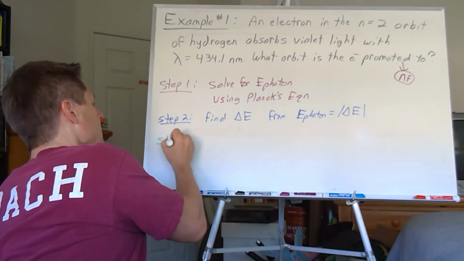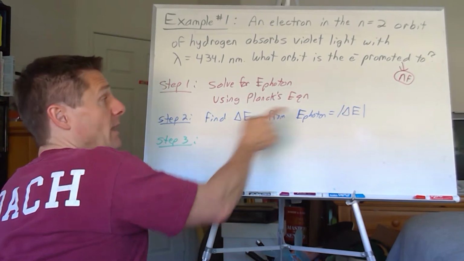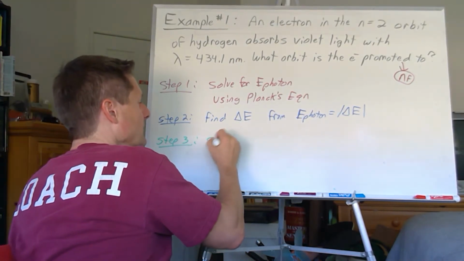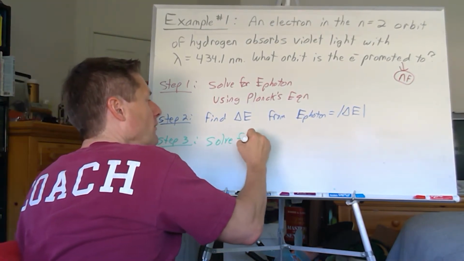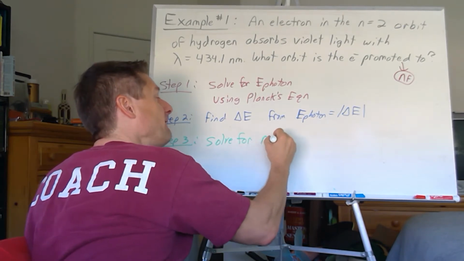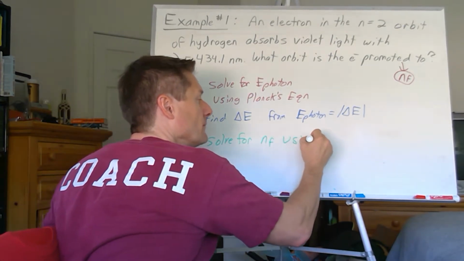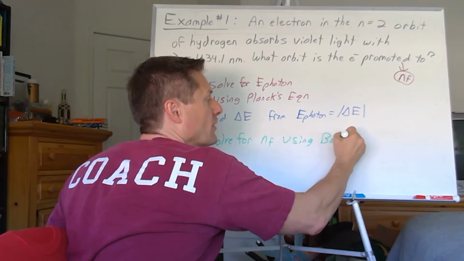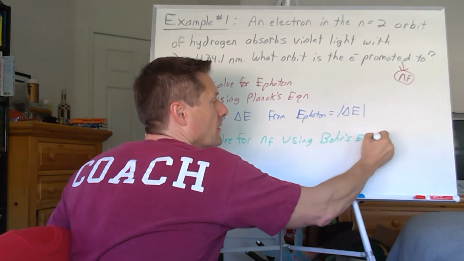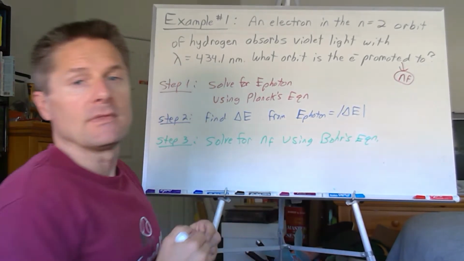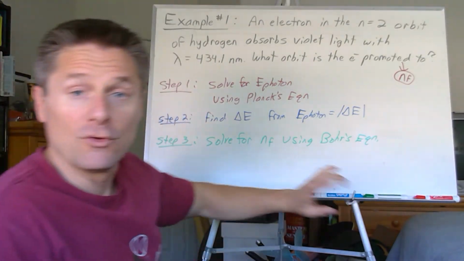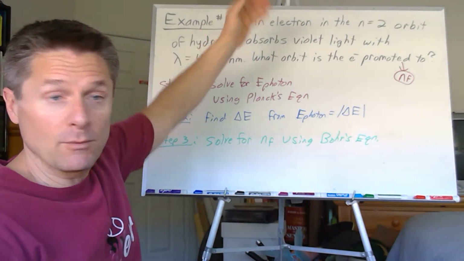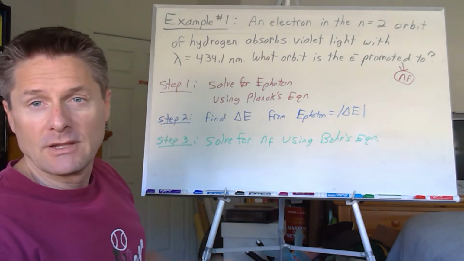So step 3, once we have delta E, we're going to solve for n final using Bohr's equation. There you go. And then the next sample, we'll do 2 examples. Next one, we'll just reverse it. We'll use Bohr's equation, equate it, and off you go.